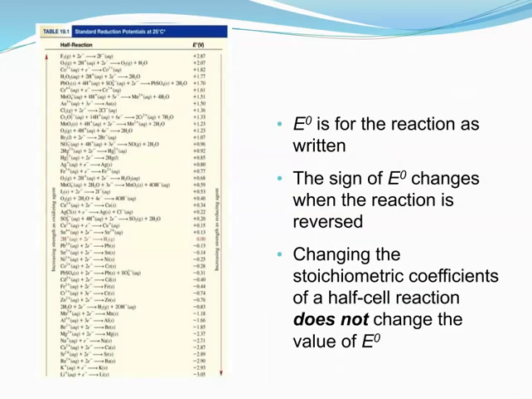Here's a table similar to the one found on page 7 of your data booklet. The values shown are for the reaction as written. If the reaction reverses, the sign of the reaction changes. If we change the coefficients of a half cell reaction, the value of the reduction potential does not change.